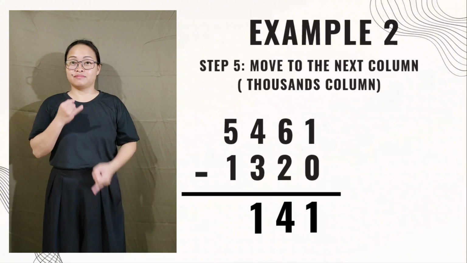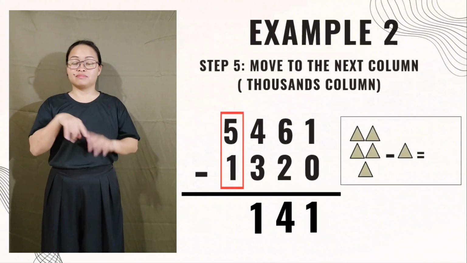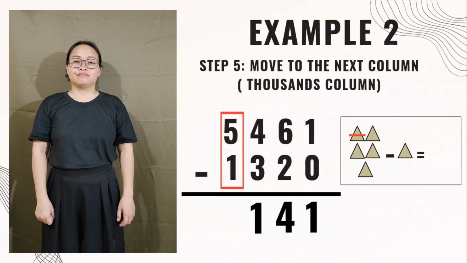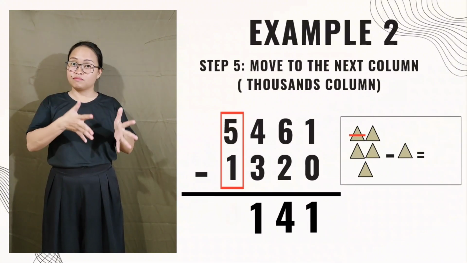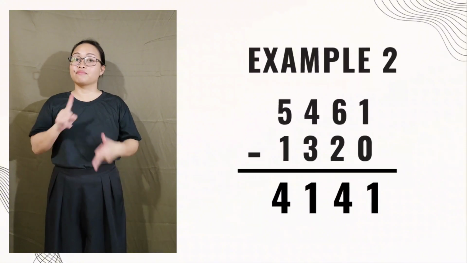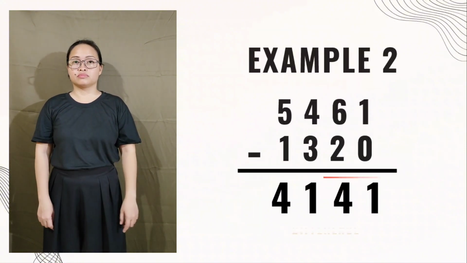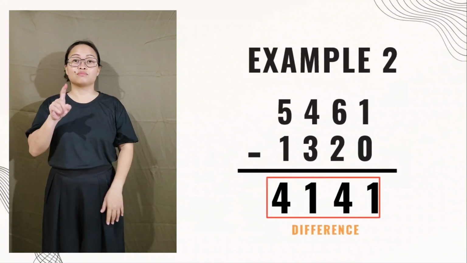And lastly, 5 minus 1. Let's take away 1. So we are left with 4. Therefore, the difference between these two numbers is 4,141.